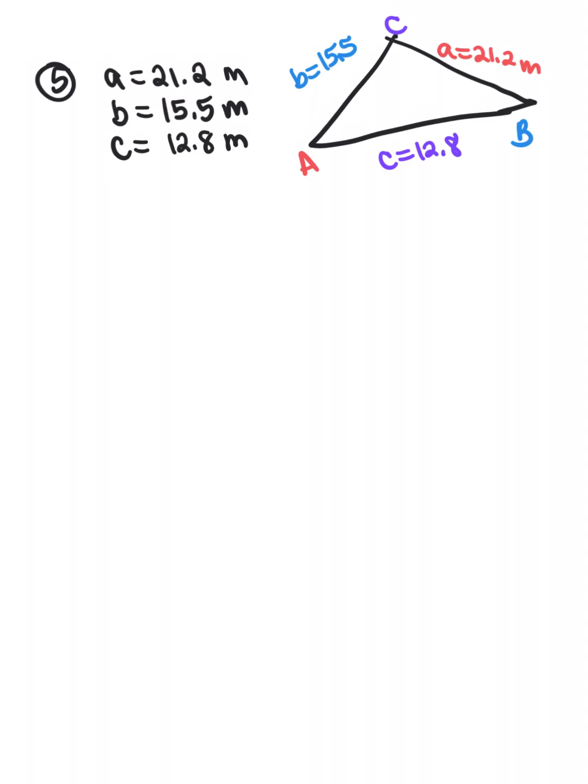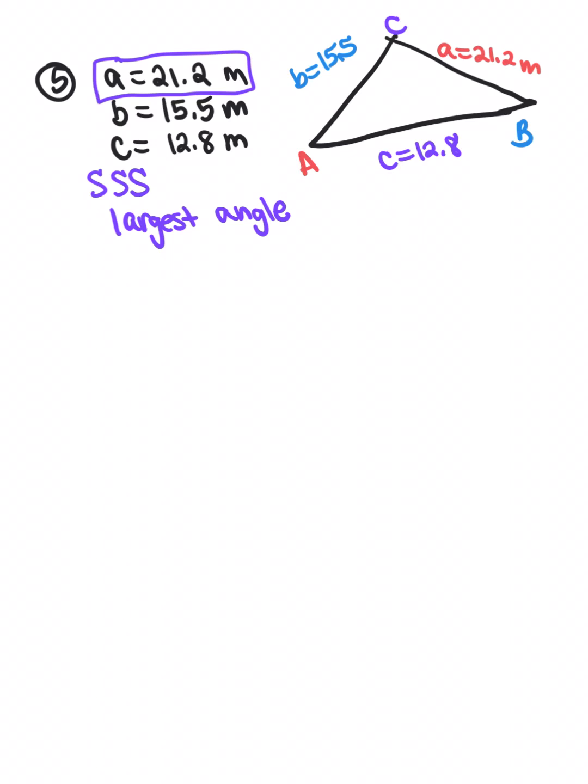So here, notice that we have 3 sides. And so we have side, side, side. And whenever we have side, side, side, we want to always find the largest angle. But what corresponds to the largest angle is the largest side. So the largest side here is A. So we're going to find angle A first. So to find angle A, you can manipulate the formula for law of cosine.